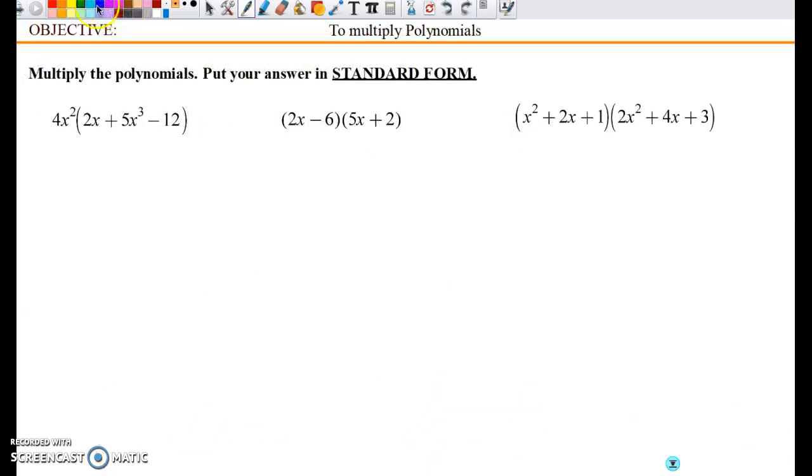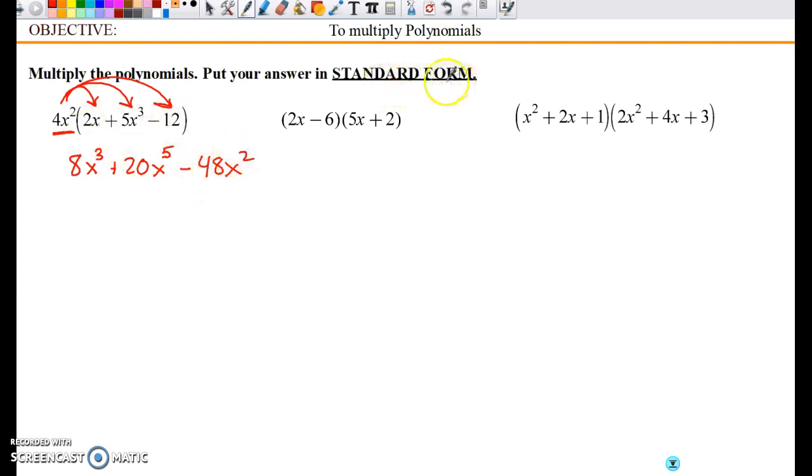Okay, now there's 3 different ways we multiply. The first way is by distributing, and that's only when I have a monomial. This is a quadratic monomial that I must distribute to all 3 terms. 4 times 2 makes 8. X squared times x to the first makes x to the third. 4 times 5 is positive 20. X squared times x to the third makes x to the fifth. 4 times negative 12 is negative 48. No x's, so I just keep x squared.